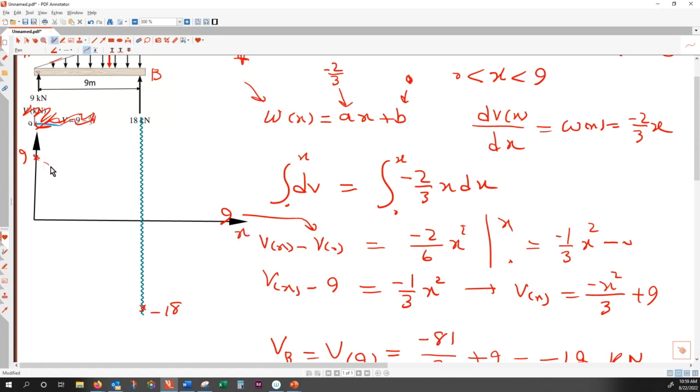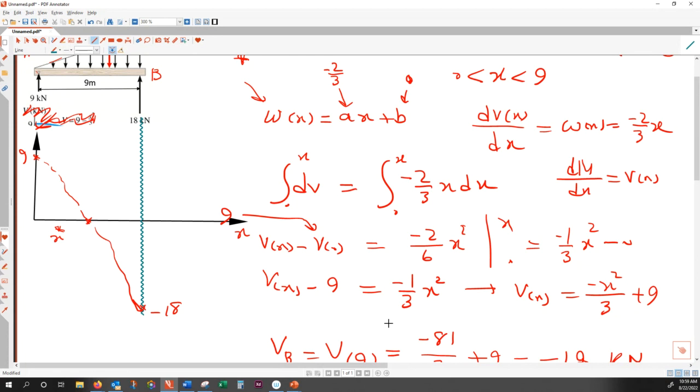So when it intersects, that is going to be a quadratic change. So how do I find that point? This point is very important. I call this x star. So why is x star important? Because the relationship between m and v is derivative. So therefore, when v is 0, m is maximum. I do need to find x star because that is the point at which the bending moment becomes maximum.